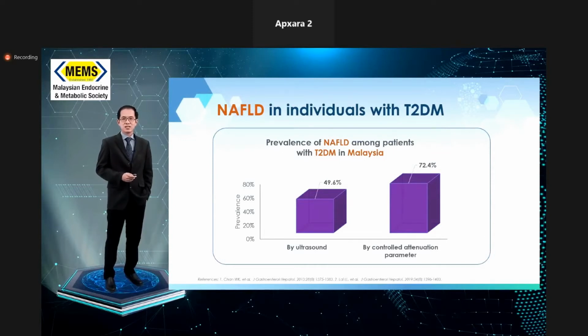In this study that was done in the diabetes clinic of my hospital, you can see the prevalence of Mafauzy diagnosed by ultrasound is nearly 50%. In a subsequent study where fatty liver was diagnosed by controlled attenuation parameter, which is a bit more sensitive than ultrasonography, you can see that nearly 3/4 of patients in the same setting had Mafauzy.